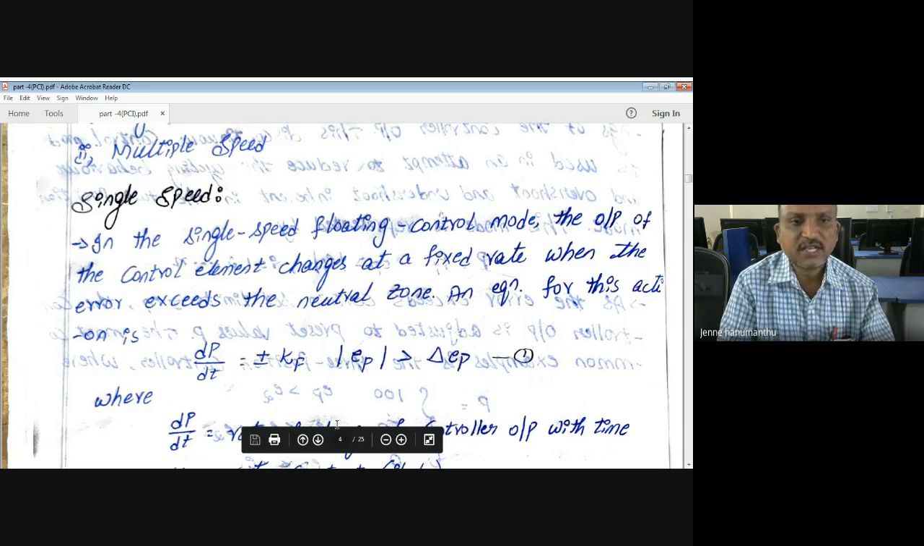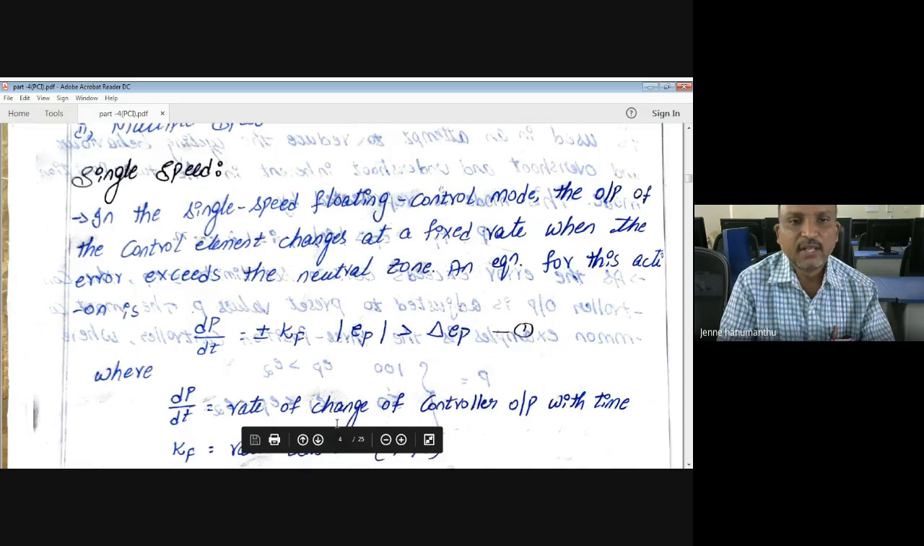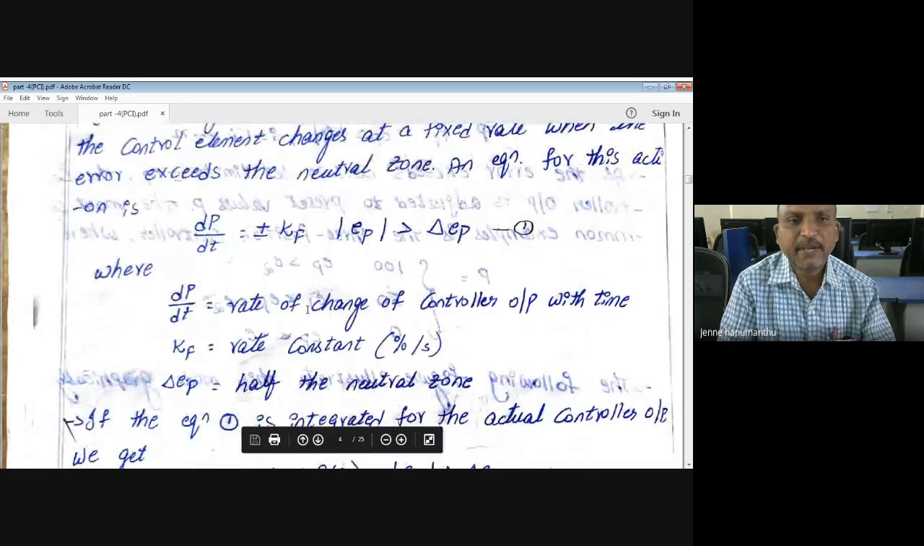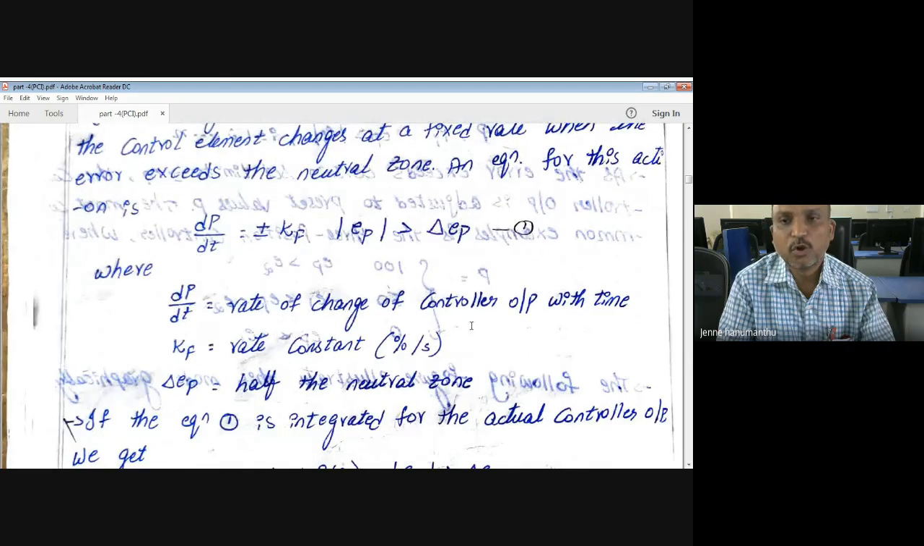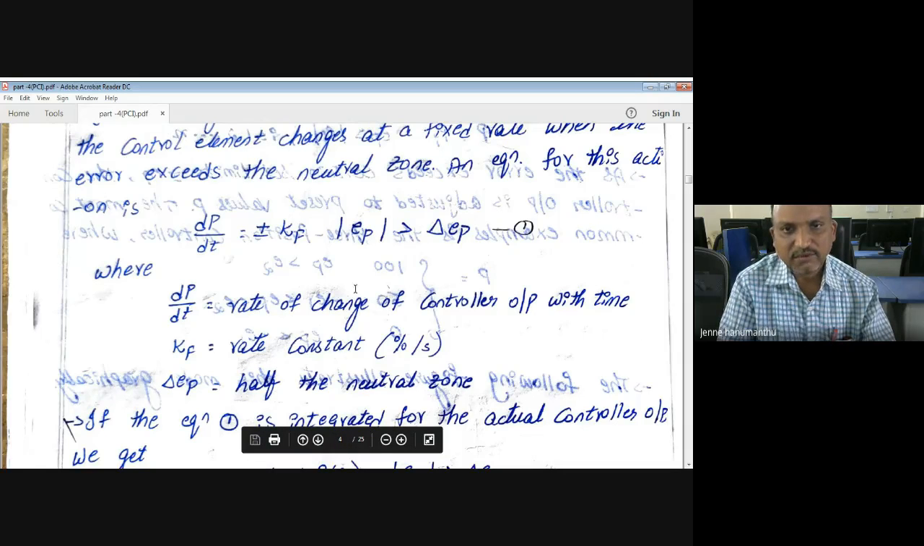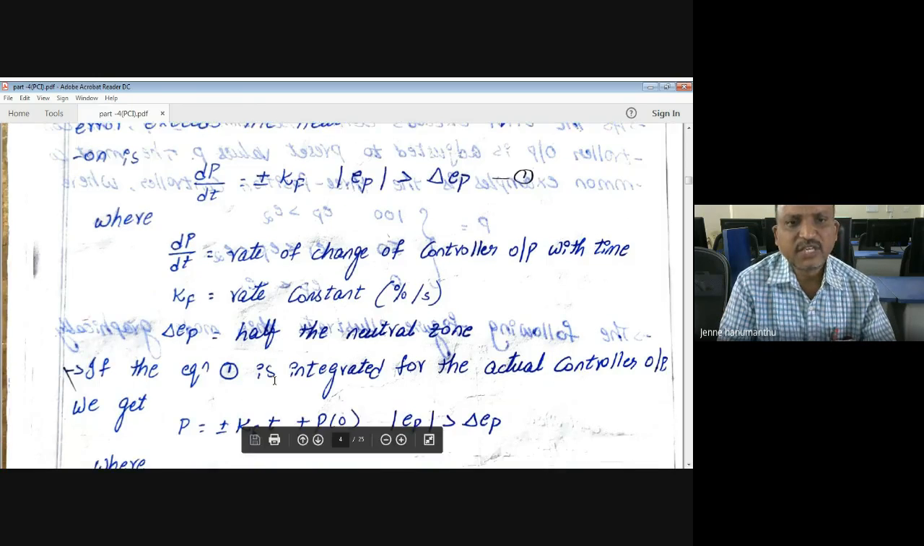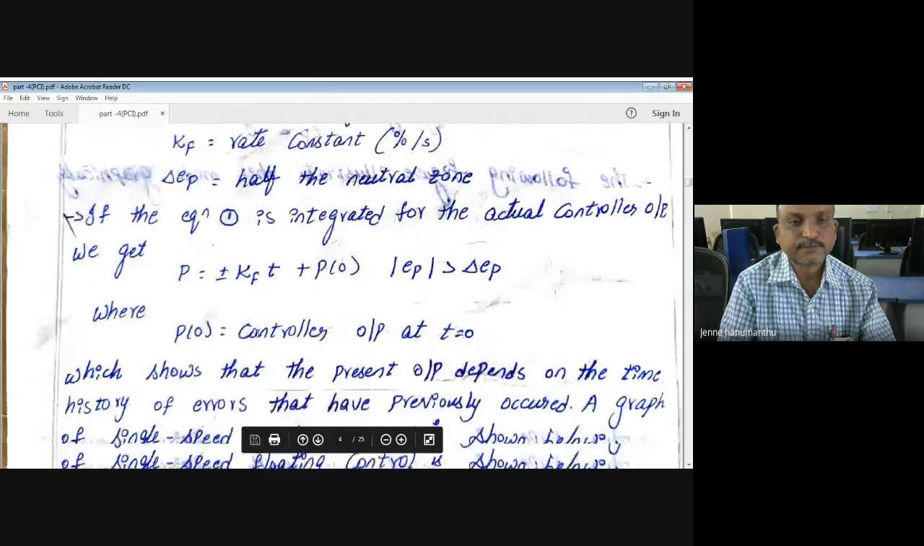For this understanding, you can write dp by dt equals plus or minus Kf. What is dp by dt? The rate of change of control output with time. Kf is nothing but a rate constant. E P is the error. If the error is greater than del E P, this equation is valid. So it can be written mathematically like this.